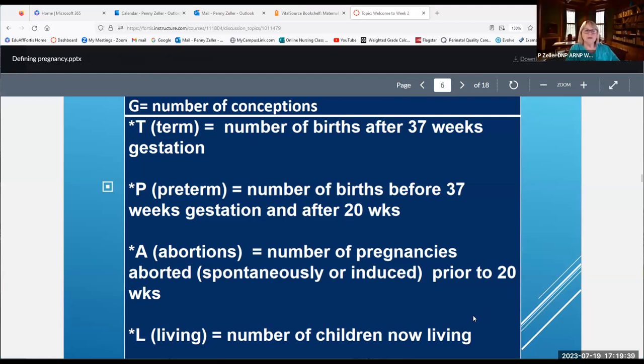So a full term would be how many times she's delivered a baby. The T would be how many deliveries has she had of a baby delivered after, I'm sorry, after 36 weeks, so week 37 and on. A preterm, then the P would be how many babies has she delivered after 20 weeks, but before 37.